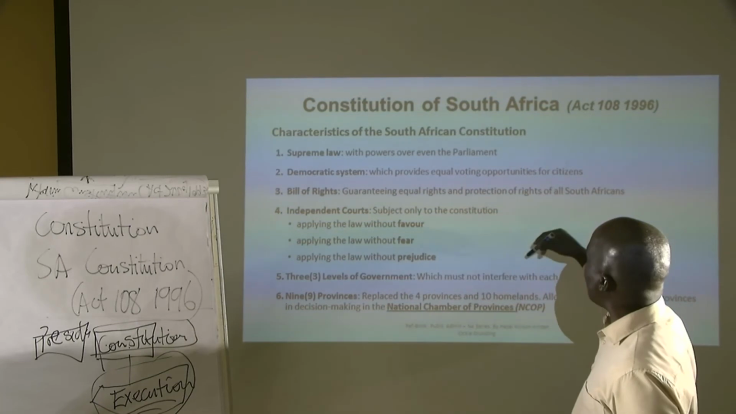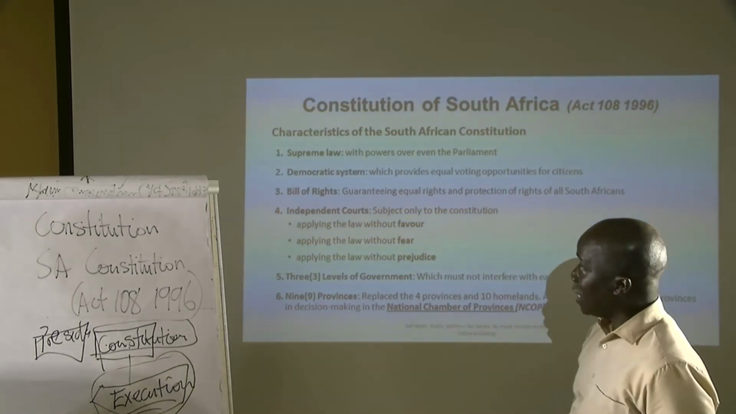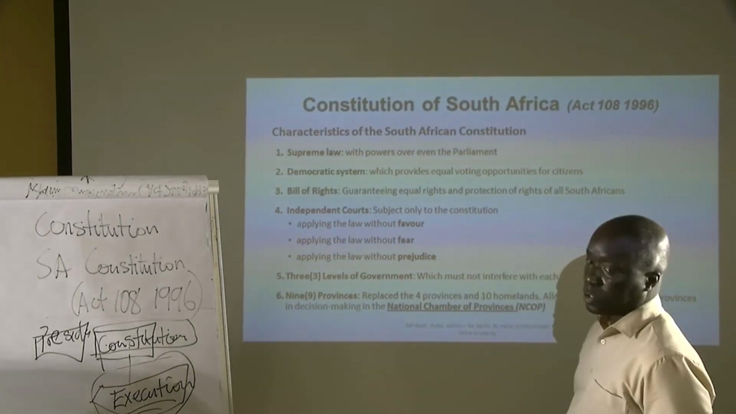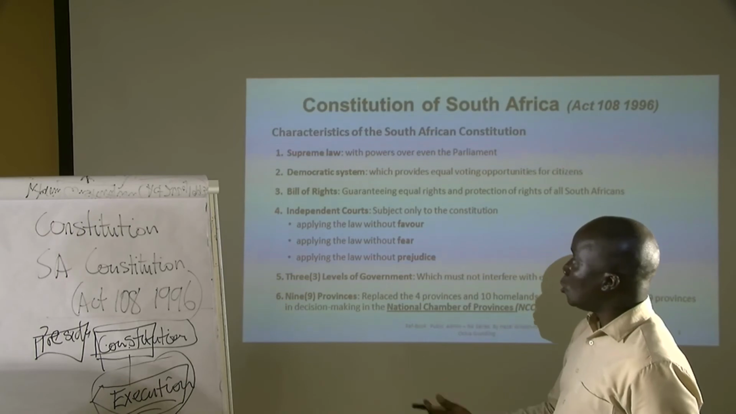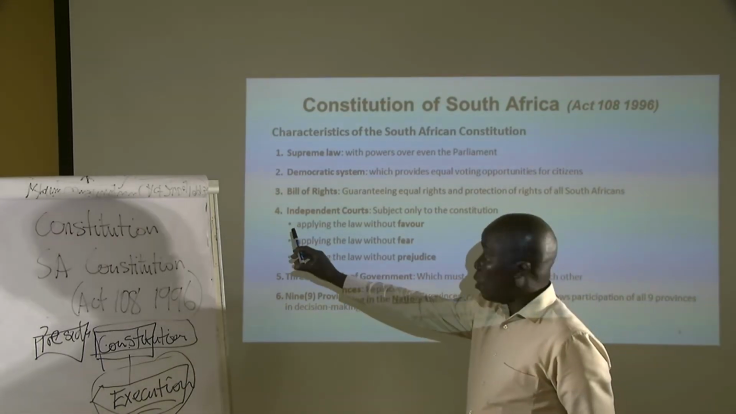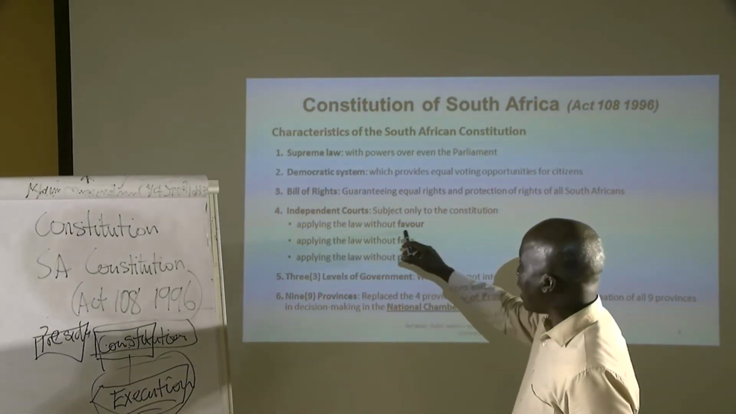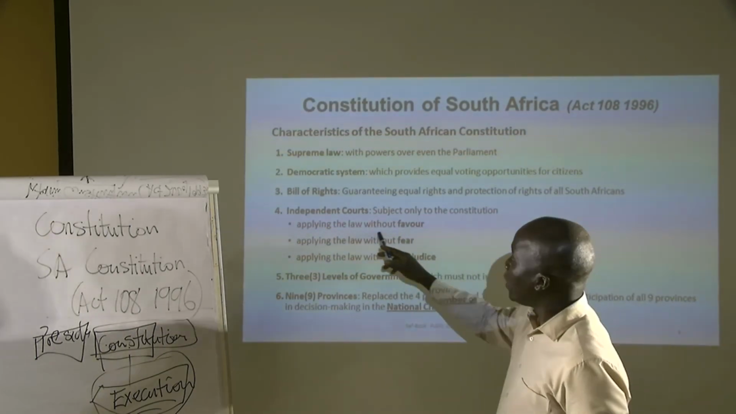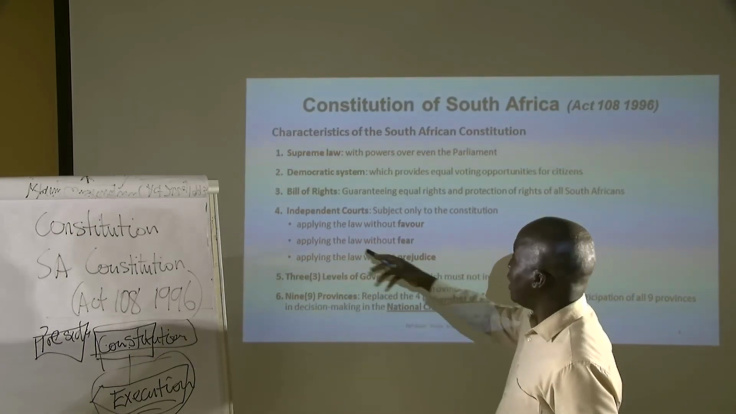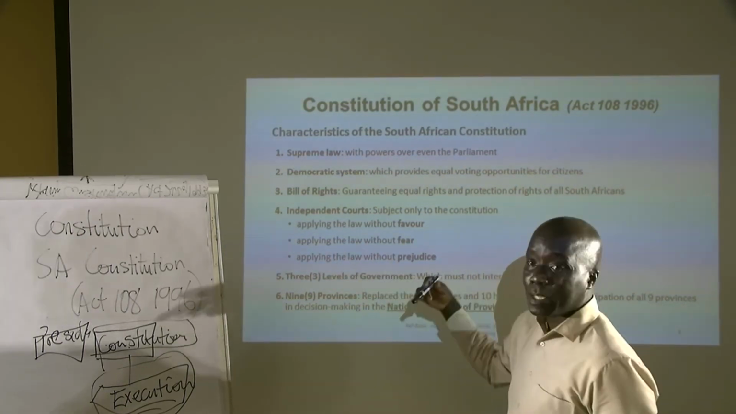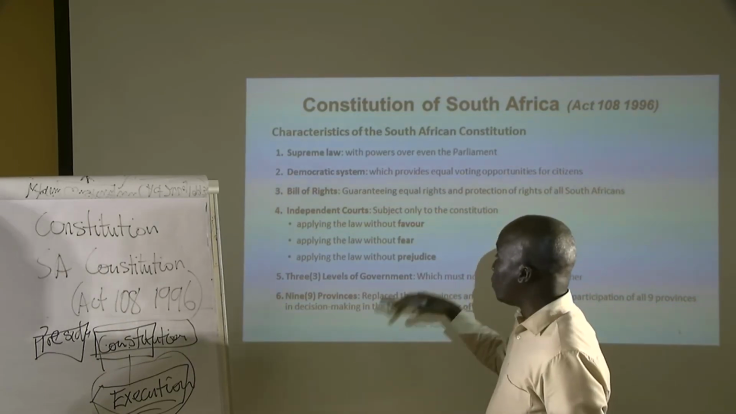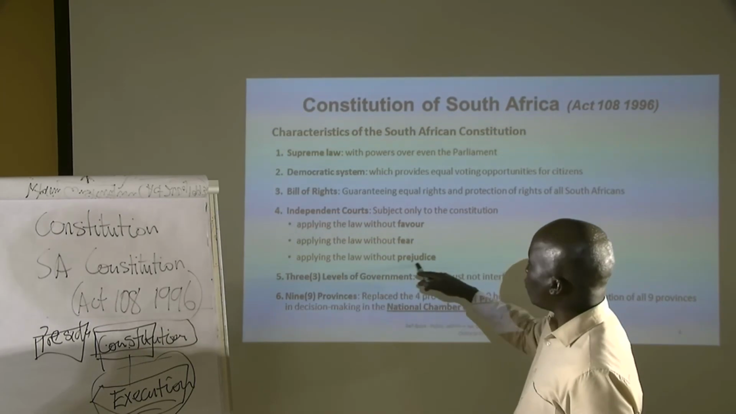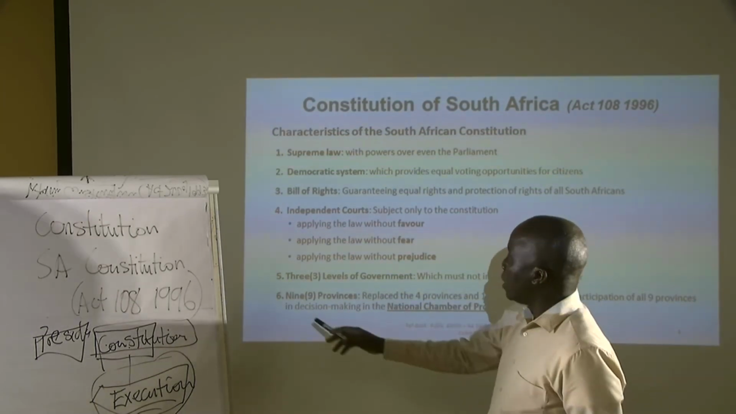Bill of Rights guarantees equal rights and protection of the rights of all South Africans, and independent courts subject only to the Constitution. That the execution of the right to be heard legally should be without favor. It should not be that those who are rich oppress the poor because the poor don't have money to pay the judges. It shouldn't be like that. It should be fair for everyone. It should be without fear. It should be applied without prejudice.